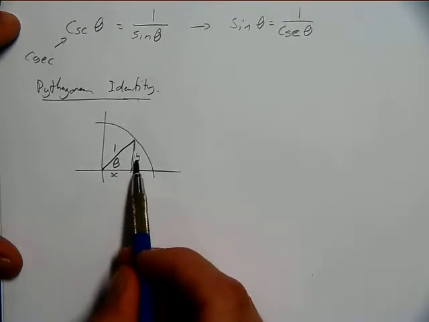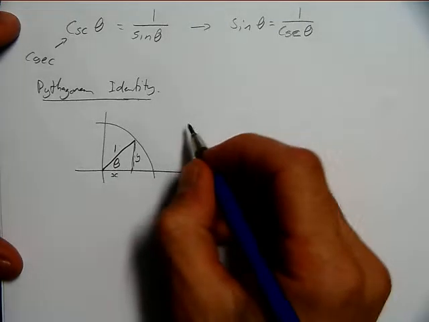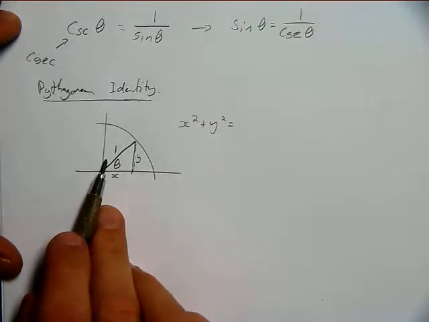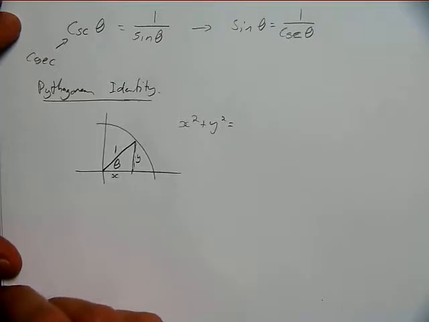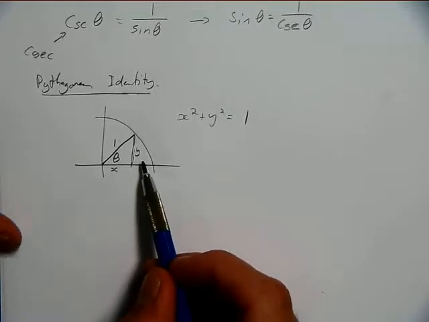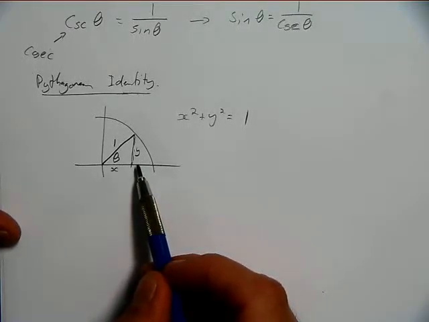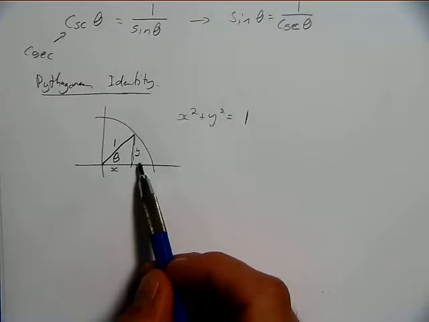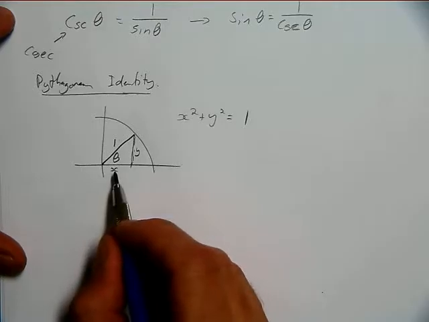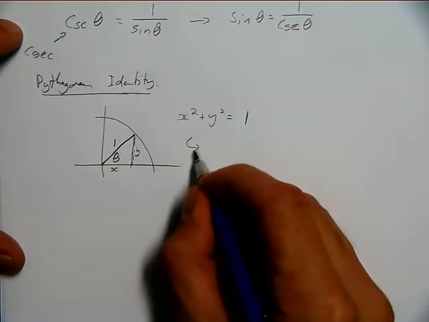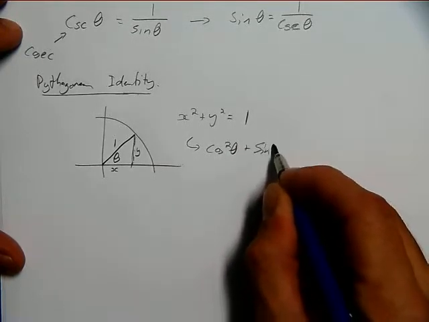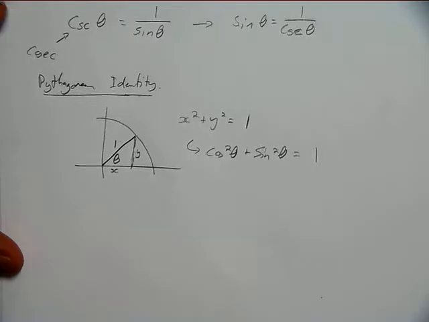So we could say that, using Pythagoras, wouldn't x squared plus y squared be equal to 1 squared, which is 1? You guys agree with that? Now what is y? Y is sine theta and x is cos theta. Okay, so we can actually say, cos squared theta plus sine squared theta is equal to 1.